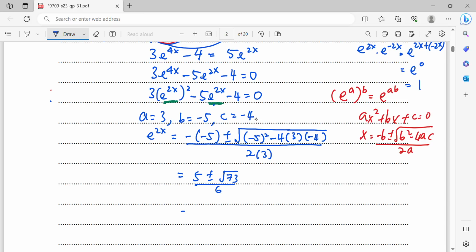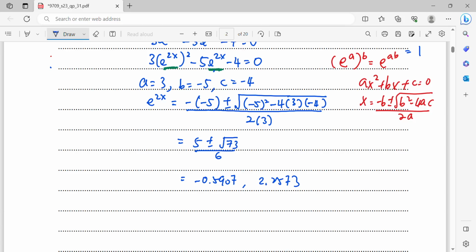From here, we need to get decimal places. So it will be negative 0.5907, and another one is 2.2573. Here I give more decimal places because this is just the working.